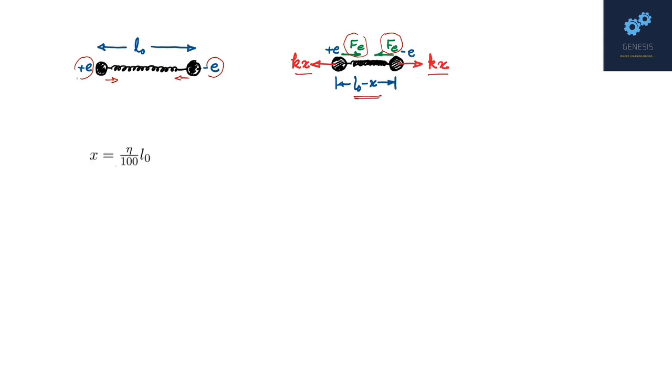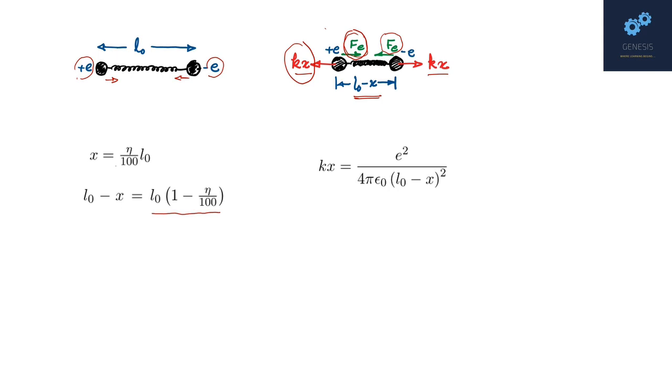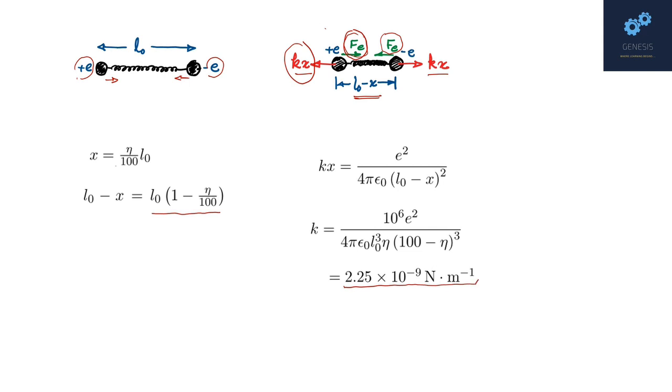Now how much is the compression? The compression was given to be eta percent of L0, and therefore the new length of the spring will be L0 - x, which is L0(1 - eta/100). So to find the effective spring constant at equilibrium, these two forces, Kx and Fe, should become equal to each other. That is, Kx is equal to the force, which will be 1/(4 pi epsilon naught) e squared divided by the distance squared. Now, you can immediately put the value of x, and if you simplify, this is the expression for K that you get. This is the effective spring constant of the molecule. And if you substitute the values, the answer comes out to 2.25 × 10^-9 Newton per meter.